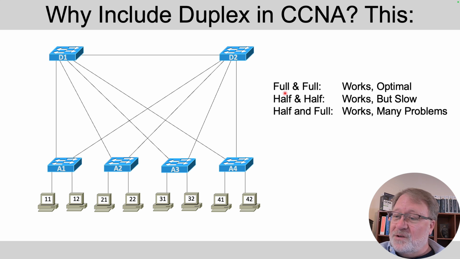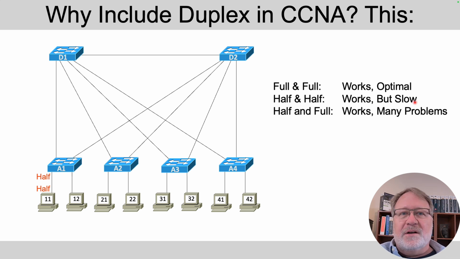First off, full and full is where we want to be. It works and it's optimal, but what if, down here on the bottom left, we somehow get settings where both the switch port and the matching endpoint, its NIC, are configured for half duplex? Does it even work? And the answer is yes. If you have both of them configured to use half duplex, it works, but it's slower.